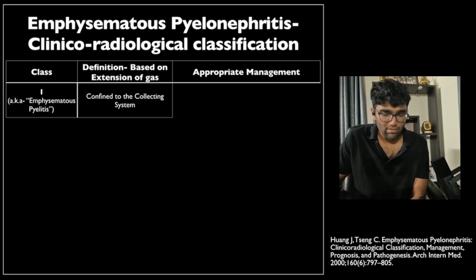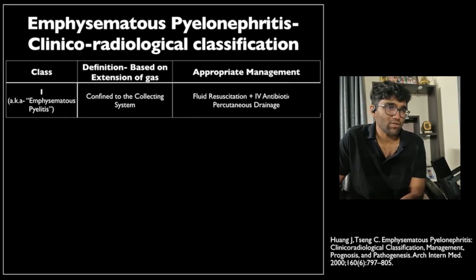This is standardized now. So basically we have class 1, that is emphysematous, quote unquote, pyelitis. This is just gas confined to the collecting system, in which case we just need to give IV antibiotics and do a percutaneous drainage and nothing else.